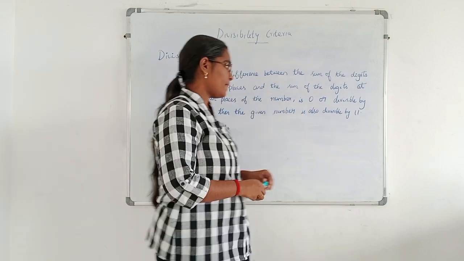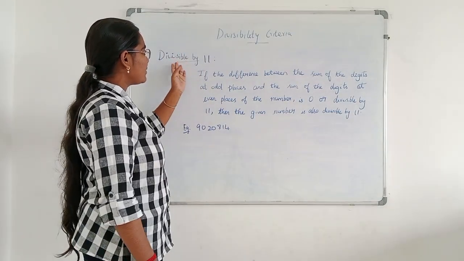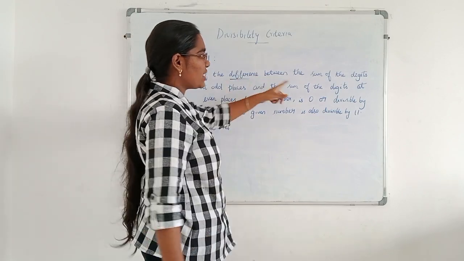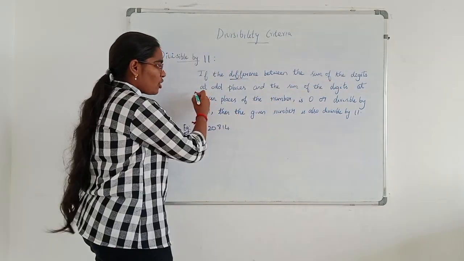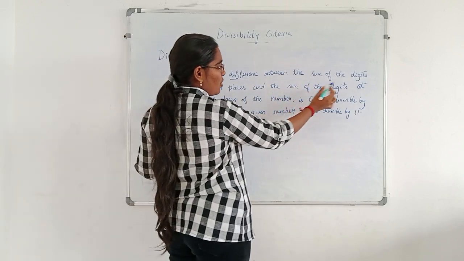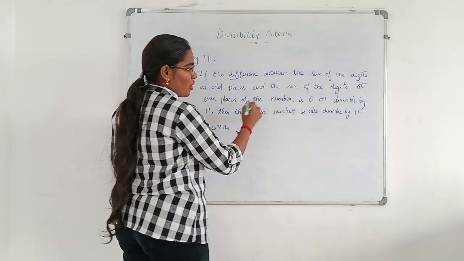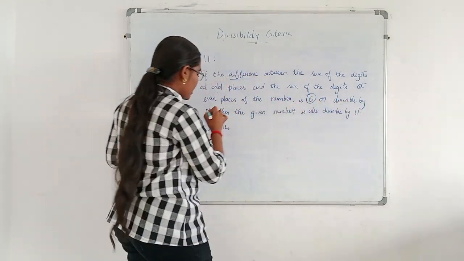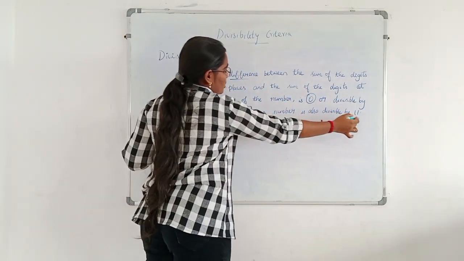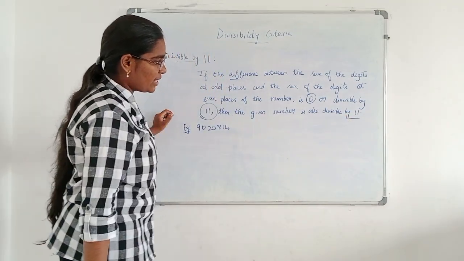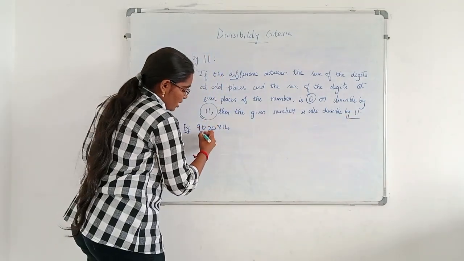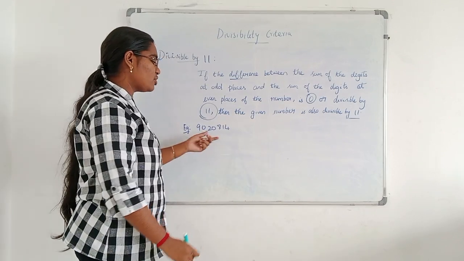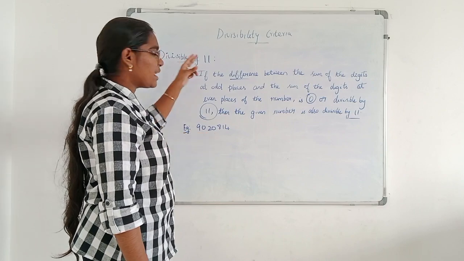Divisible by 11. If the difference between the sum of the digits at odd places and the sum of the digits at even places of the number is 0 or divisible by 11, then the given number is also divisible by 11. So first consider this example, 9020814. We have to check whether this number is divisible by 11 or not.